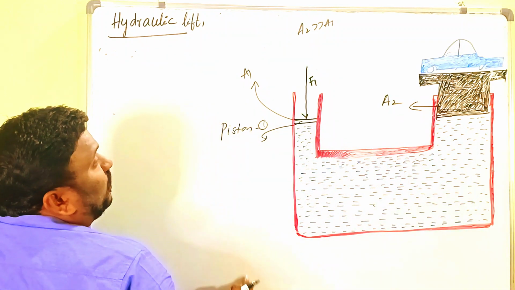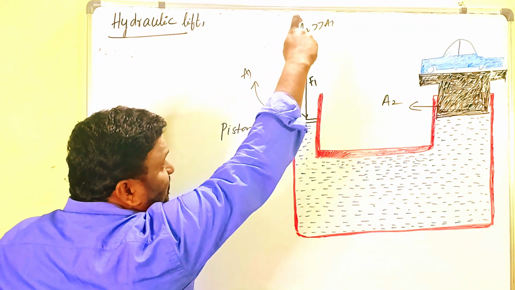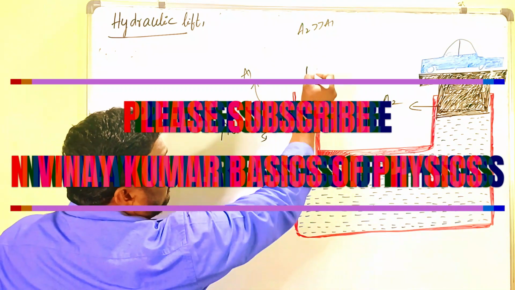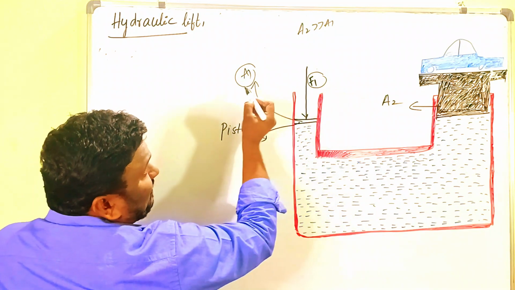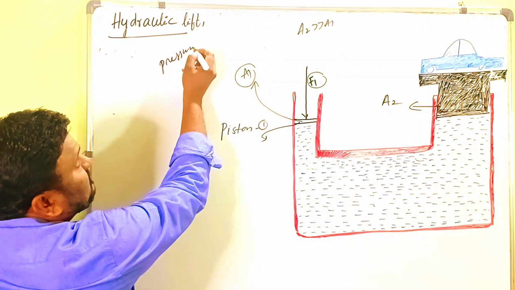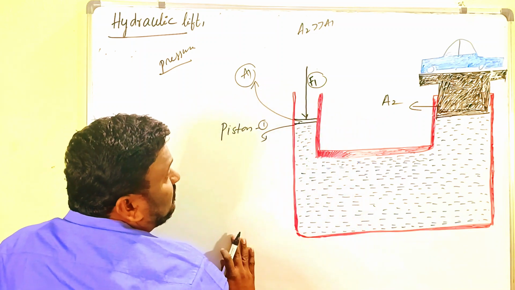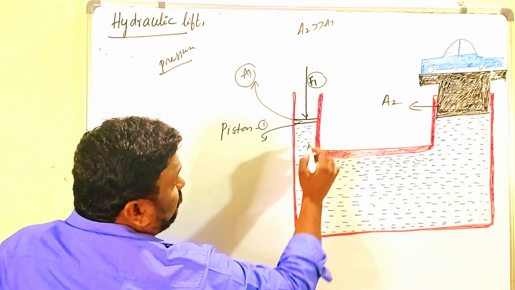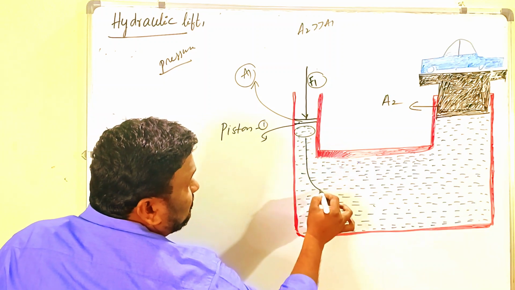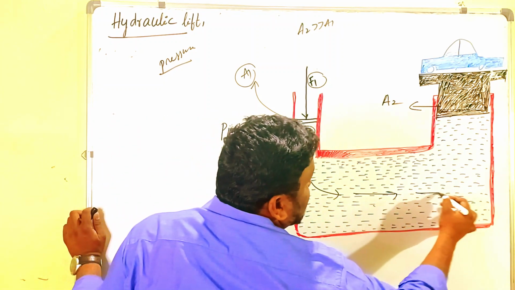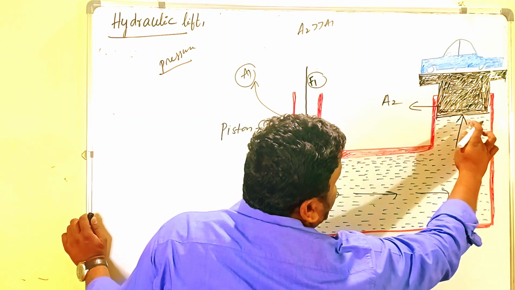Look at the diagram very carefully. When force F1 is applied on the piston in the downward direction, some force is acting on a particular area. What do we call that? We call that pressure. When F1 amount of force is applied on the piston of area A1, some pressure is created. According to Pascal's law, that pressure is equally transmitted in all directions.